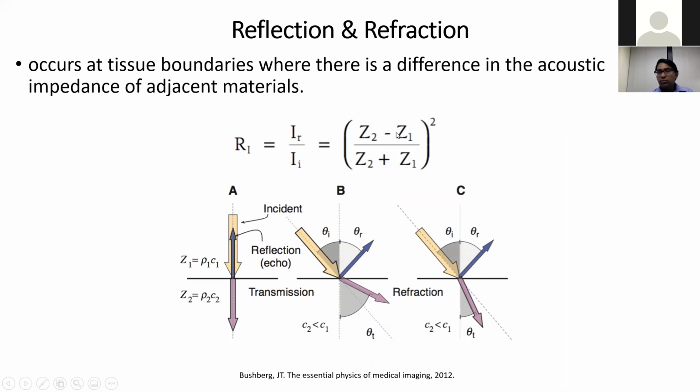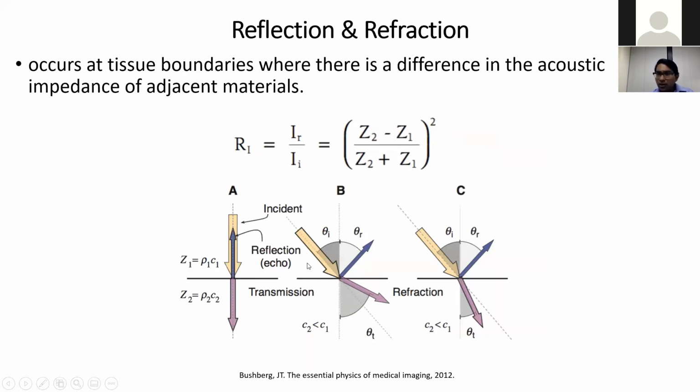That's why what we are measuring is basically a difference in acoustic impedance through the soft tissue. The reflection formula gives you an idea of how the image is formed because of reflection. If you look at figure A, the yellow arrow shows what's incident, the black arrow shows the reflection, and the pink arrow is what is being transmitted through. So: incident, reflection, and transmission.